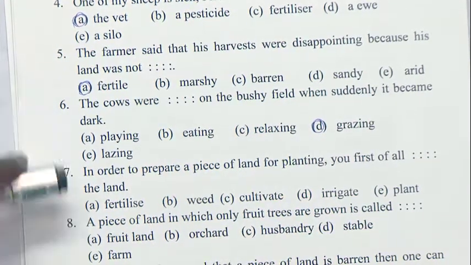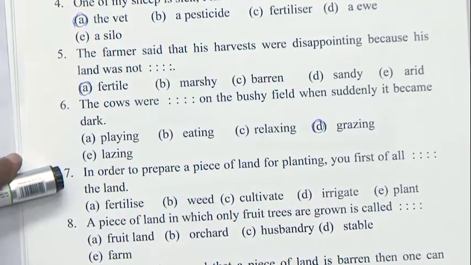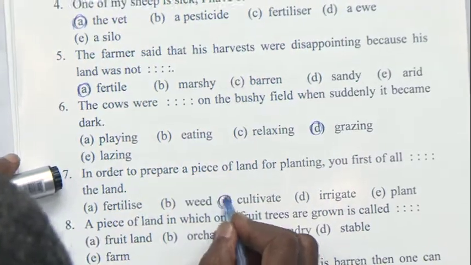That is the correct register. In order to prepare a piece of land for planting, you first of all what the land? What do you do to the land? First of all, cultivate. That is the right register, the right word.